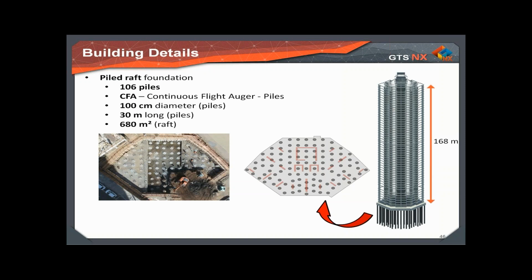Some of the building details about the foundation. It is a Piled-Raft foundation with 106 piles, CFA, continuous flight auger piles, each one with 100 centimeter diameter and 30 meters long. The raft has an area of about 680 square meters, and we can check the image on the left, which is an aerial view. By this phase, the piles were already done, and what they were doing was excavating to then construct the raft.